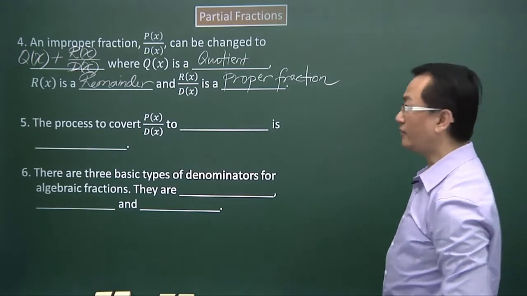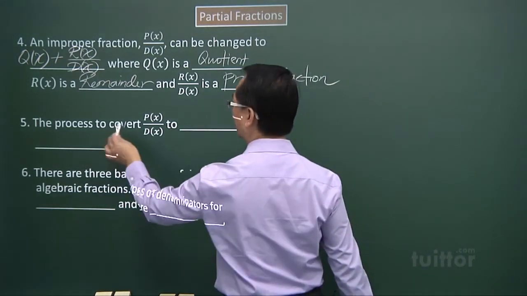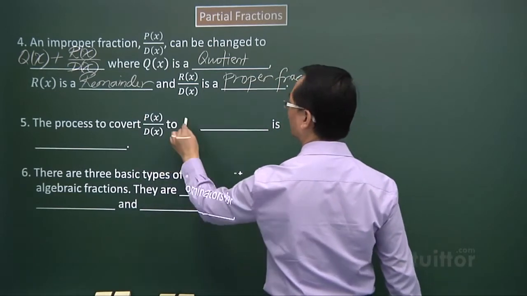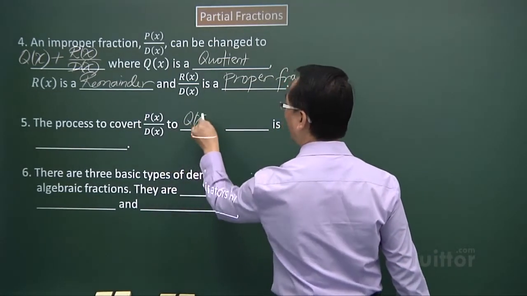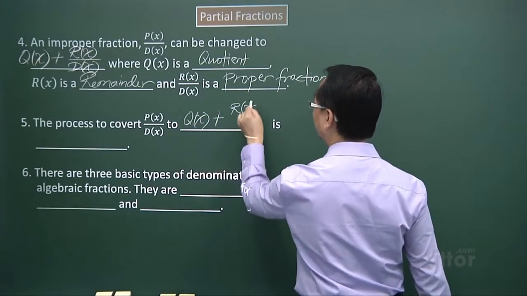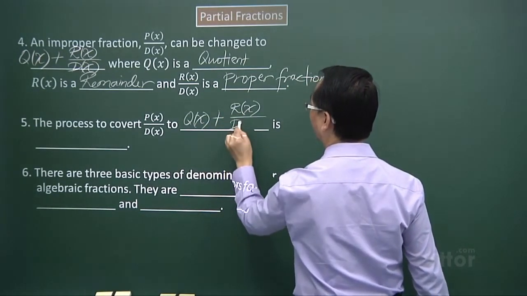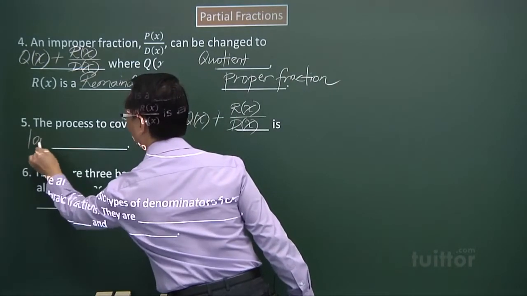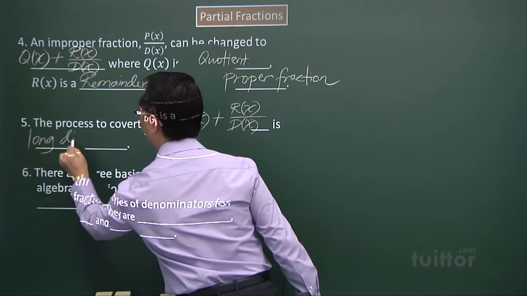So point 5, the process to convert this algebraic fraction to Q(x), the quotient, plus the remainder divided by the divisor is called long division.